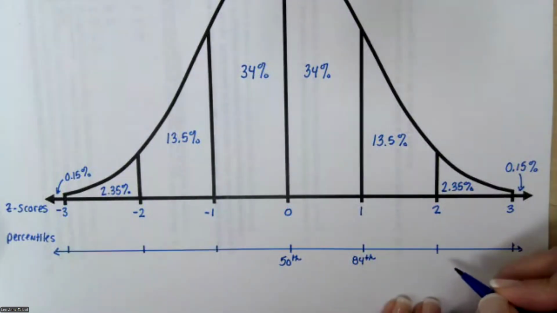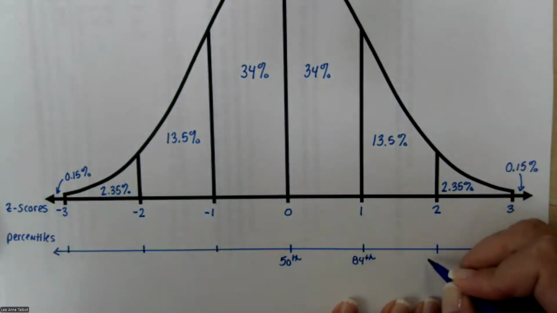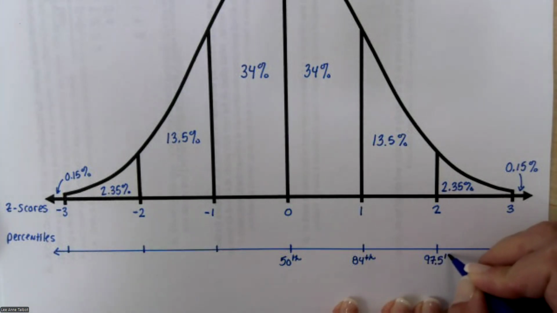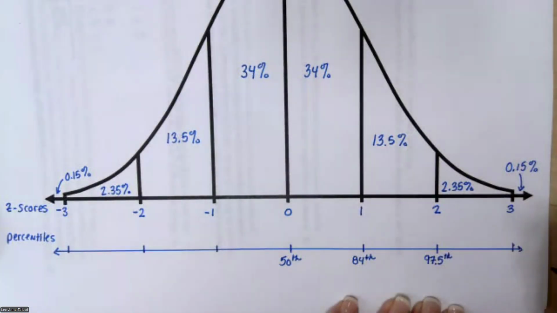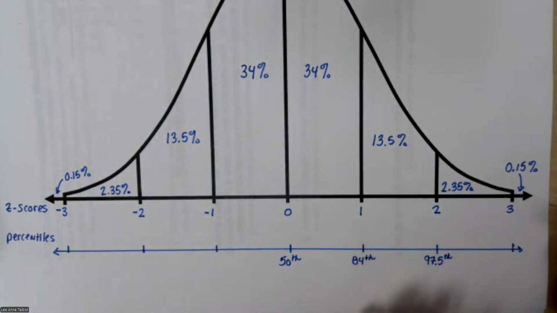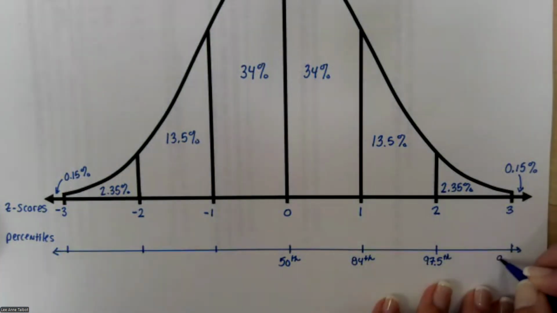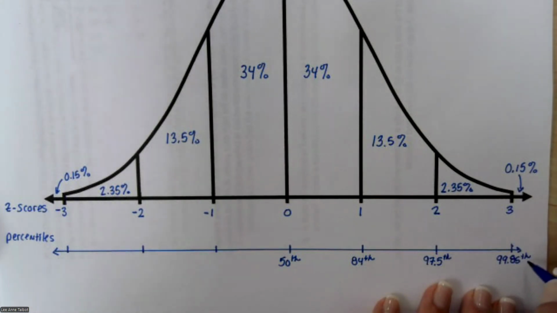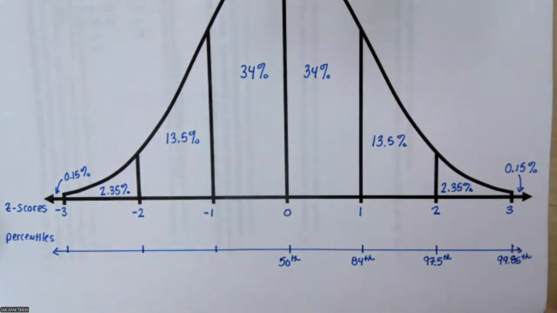Okay, now I have to add decimals in my mind. 97.5. We don't really usually talk about percentiles and decimals, but we're getting the idea. 99.85th percentile. This is really just more for your visual reference here.